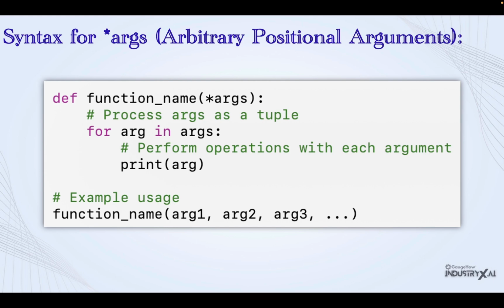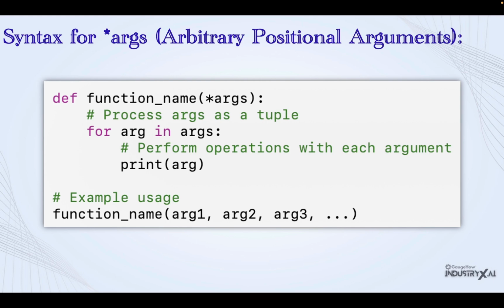If you want to print the argument, you can simply print the argument. Other than this, you may perform any mathematical operations or the required operations based on your need within this function. Now to call this function, we may need to write function name, then within brackets we may pass any number of arguments. That means we may pass one argument, two arguments, three arguments, or any variable number of arguments. So that is the major advantage of using arbitrary positional arguments.